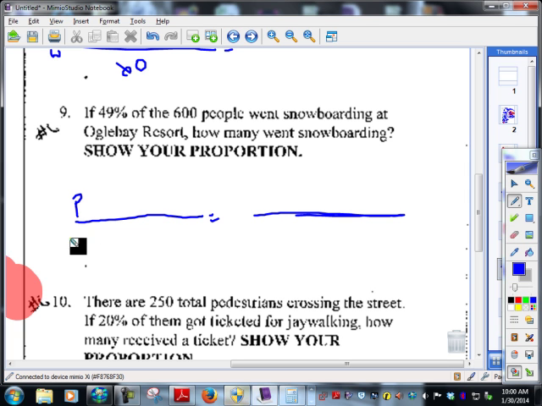First of all, have I even read the question yet? No. No, but I got that on there, right? That's the first step before I've even read it. Because I see it in bold right there. It says show your proportion.